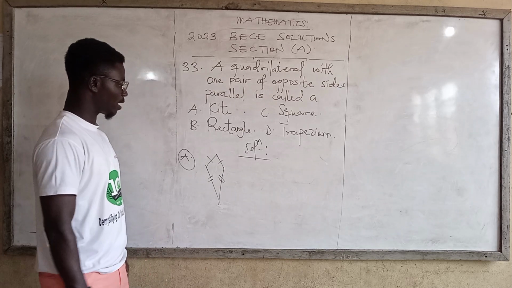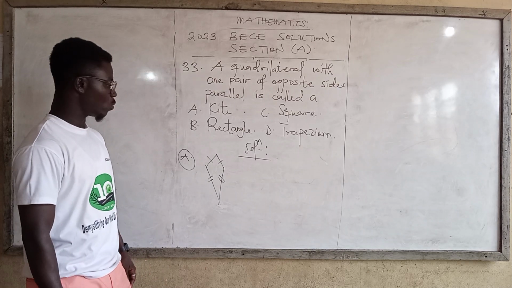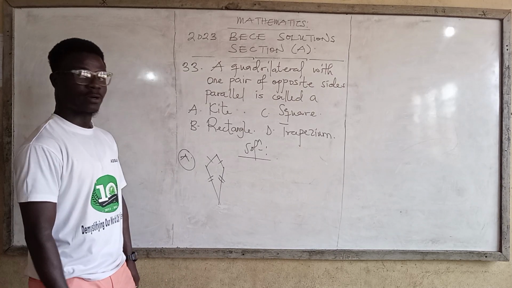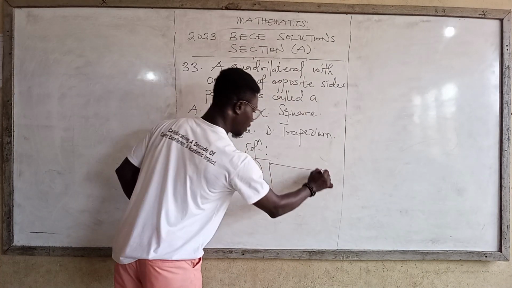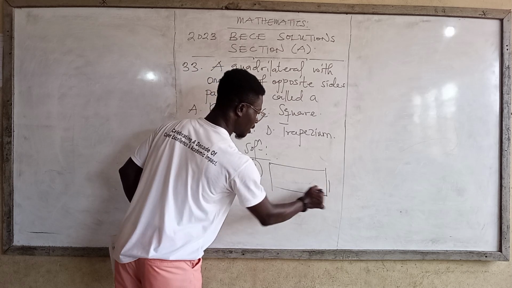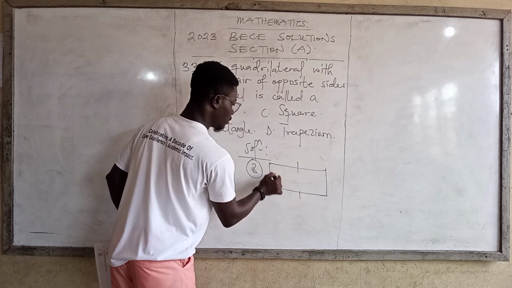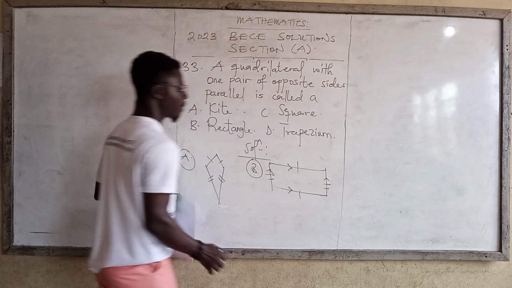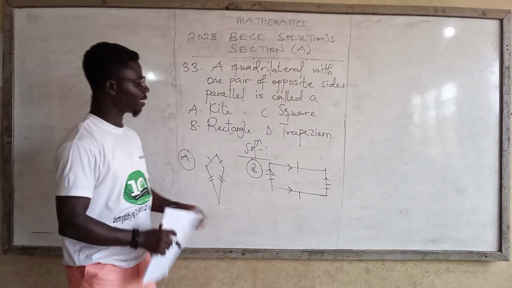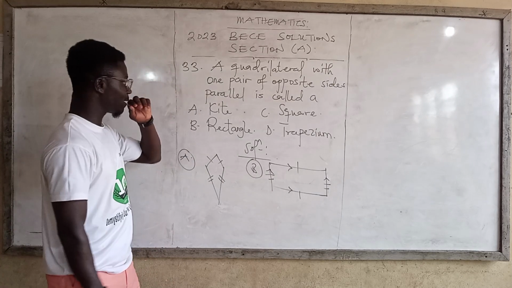Two pairs of adjacent sides equal. There is no line in parallel here. Now let's see B, rectangle. Rectangle, we have rectangle here. Opposite sides are equal and opposite sides are parallel, right? Opposite sides equal and opposite sides parallel.